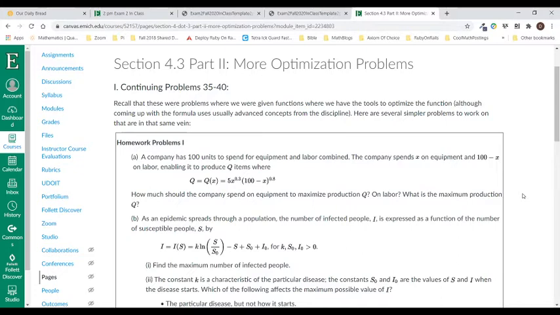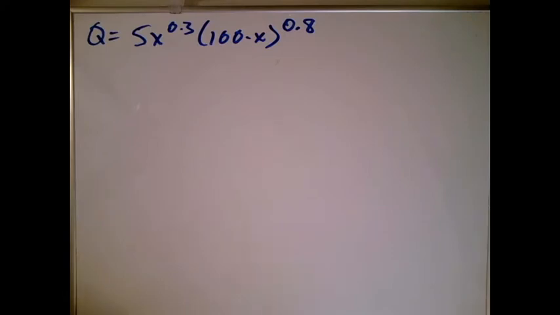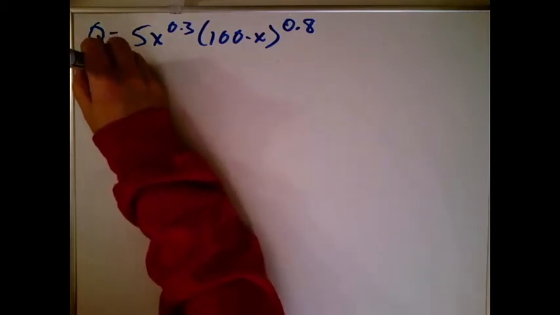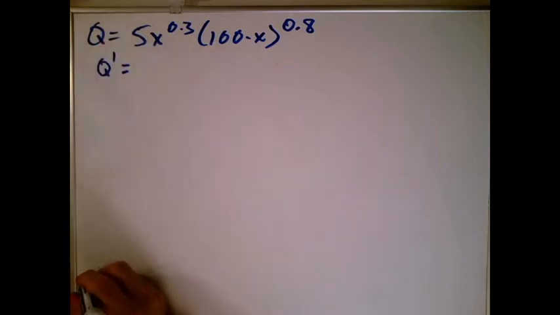So the problem I'm going to do is where we're looking at 5x to the 0.3 times (100 minus x) to the 0.8. So I'm going to go over to my little whiteboard, and hopefully I can scratch my way through it. Here we go. Okay, all I want to do is take the derivative. So I'm going to write down derivative equals, and I'm going to need the whole board, right?